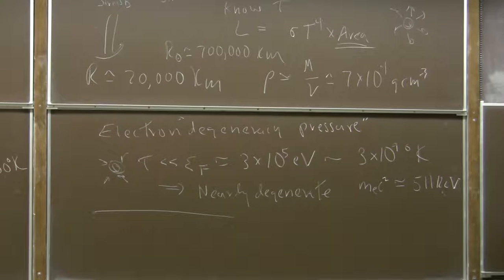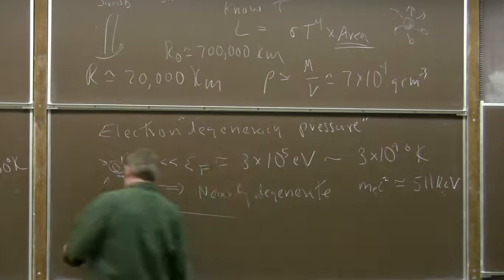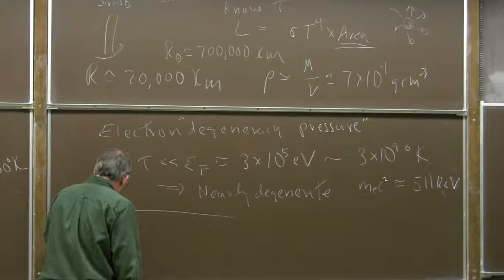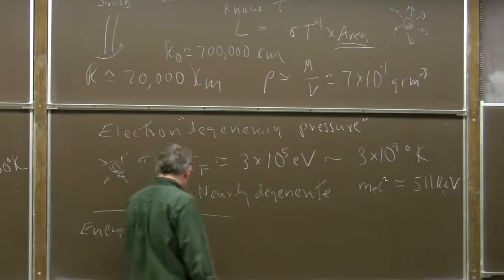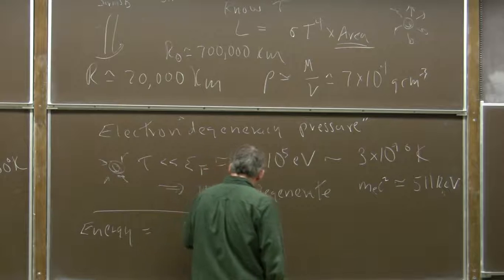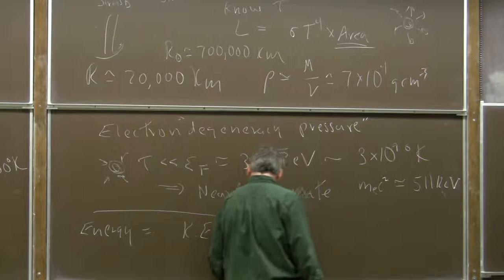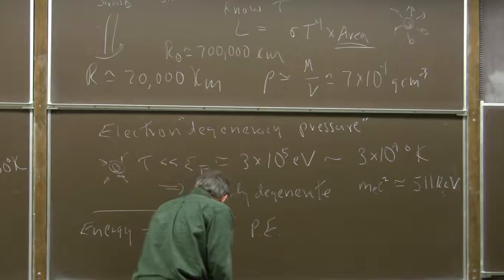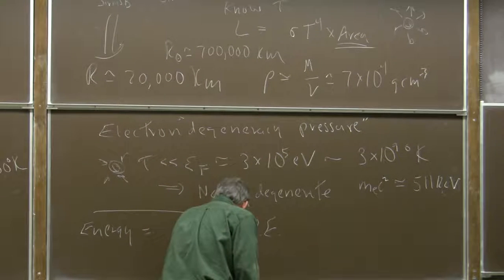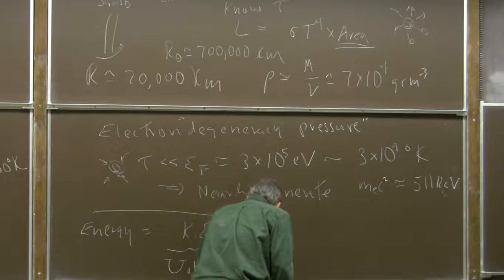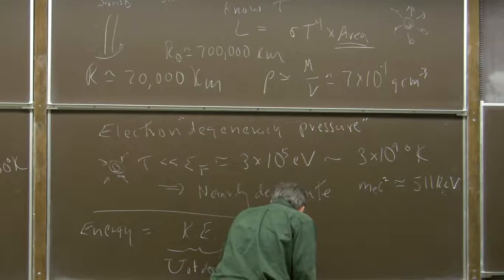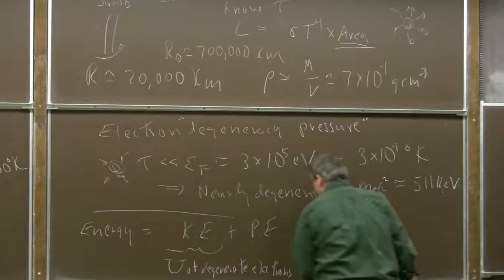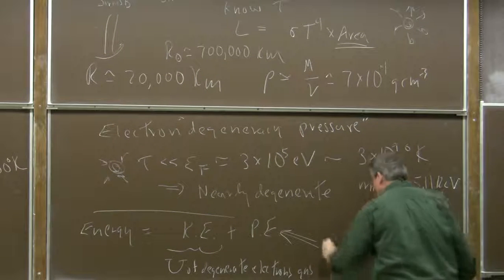So what's going to determine the size of the star? Well, suppose we say the energy is the kinetic energy plus the potential energy. So this will be the internal energy of an essentially degenerate electron gas. And this will be the gravitational potential energy of the star.